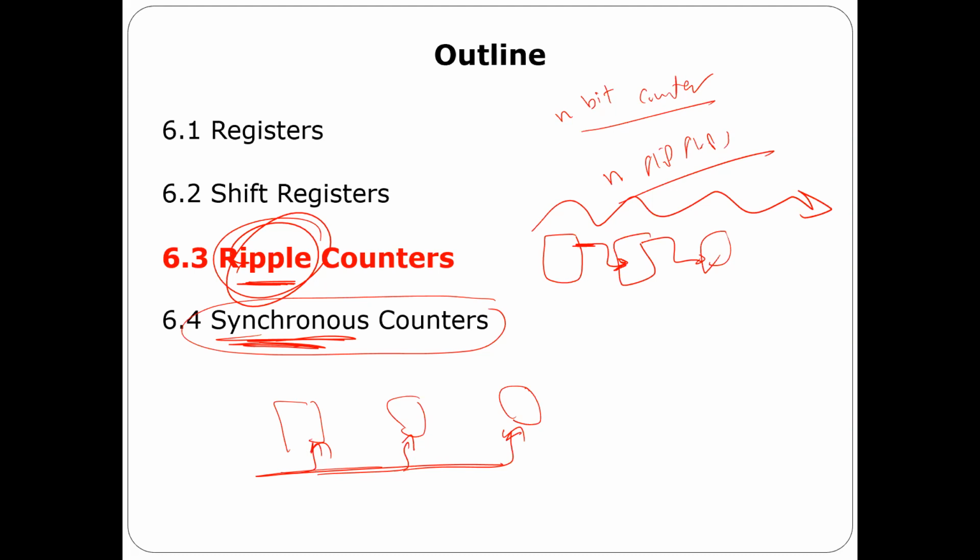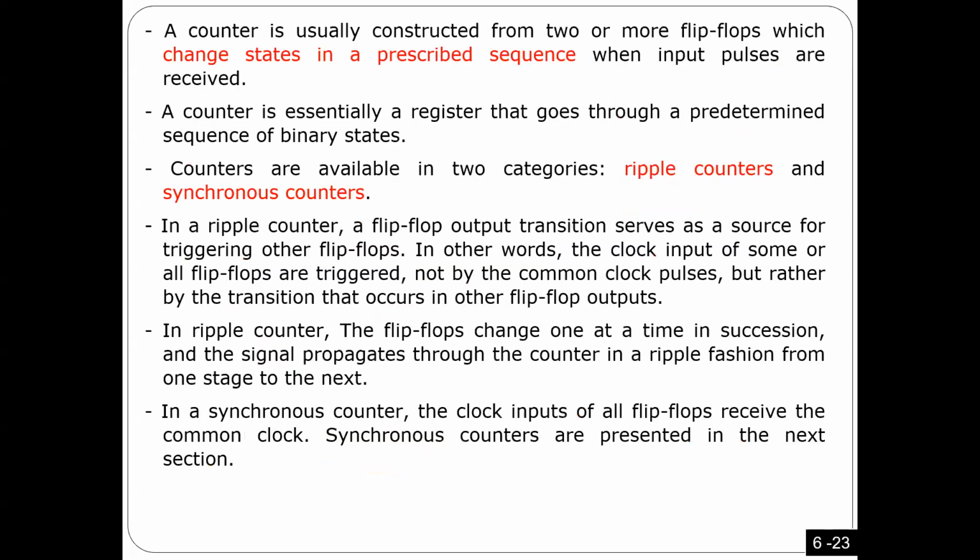In one of them, the same clock is connected to all of the flip-flops. That's why it's called synchronous. In the case of ripple, the output of a flip-flop is connected to the input of the next one. So this one is triggered from the previous flip-flop, and this one is triggered from the previous flip-flop. So let's start with ripple first, okay?